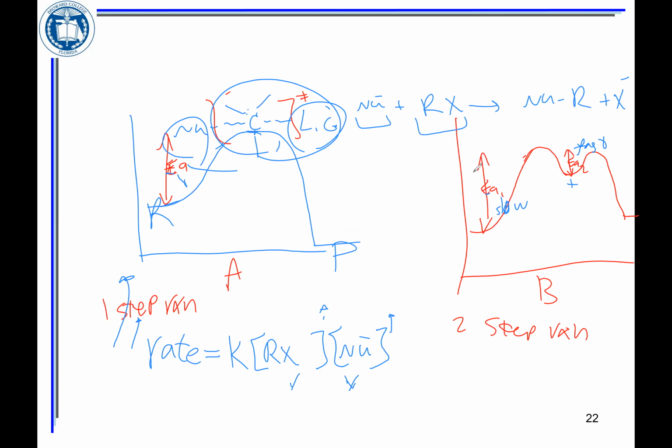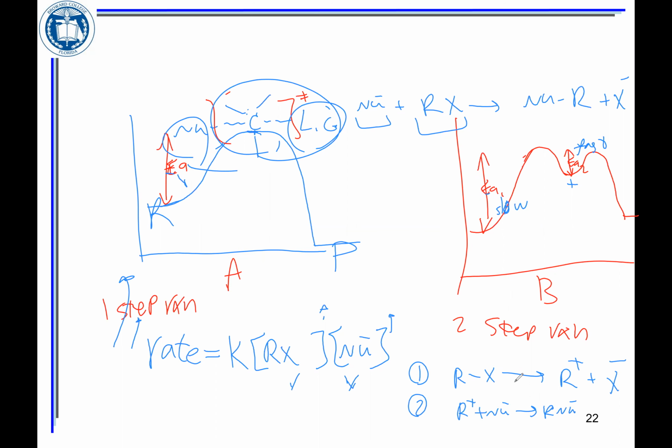And what is happening in this step is that RX would change to R plus and X minus. That's the first step. In the second step, you get the carbocation plus the nucleophile, and it gives you R-Nuc. So you get the product.